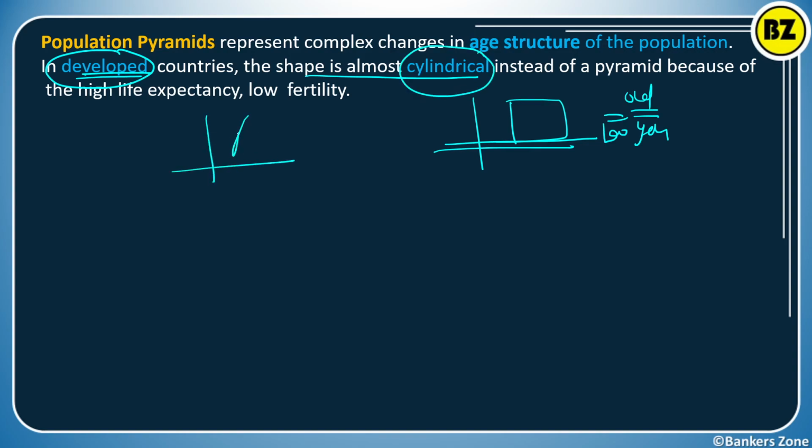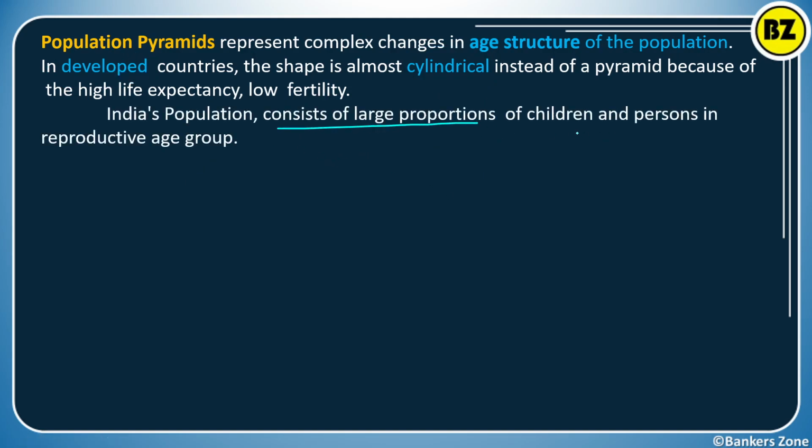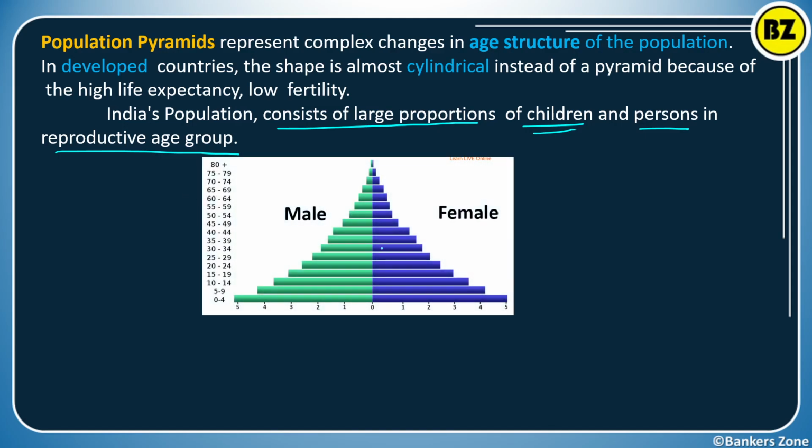But in India, we have this type of shape. That means young people are more and old people are less in the population. India's population consists of a large portion of children and persons in the reproductive age. That means we are a young country. Now see here through a graphical representation: you can see this is the pyramid-like structure, right? If we talk about the age group 10 to 14, we have a lot of population. If I talk about persons 80 plus, we have very few. So India is a young country because more of the population is young.